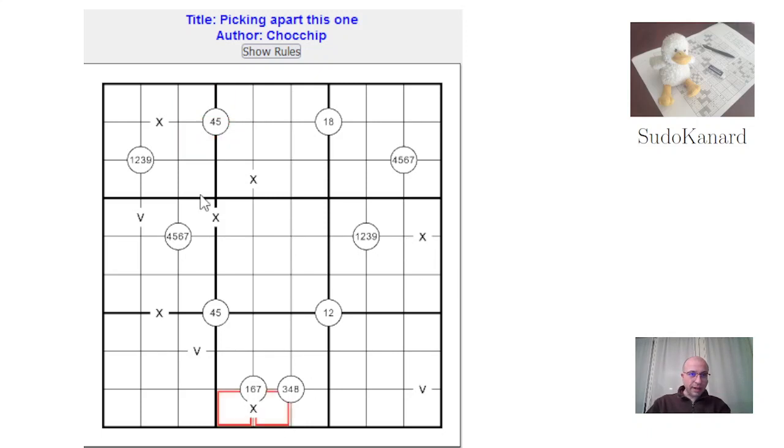And then there are X's, which are Roman numerals, which means that the sum of those two digits must be 10, and the V means that the sum of those two digits must be 5. But there is no negative constraint on this very puzzle. So where do we begin?